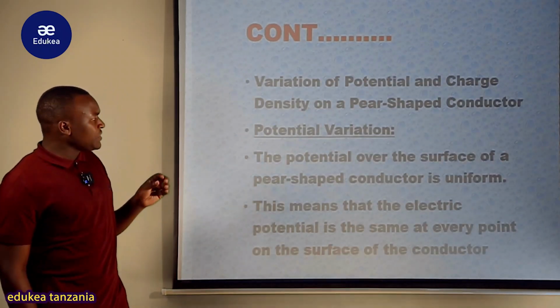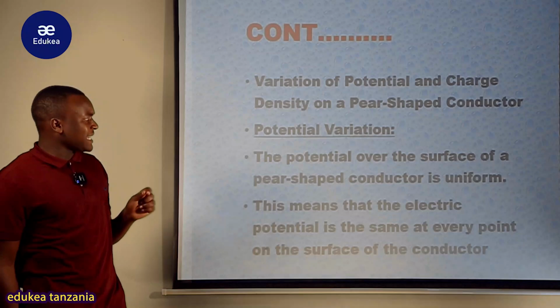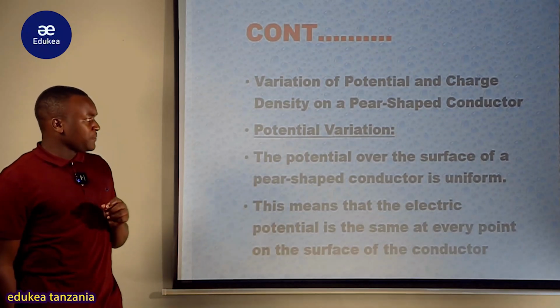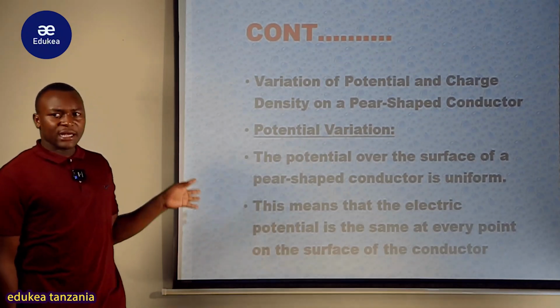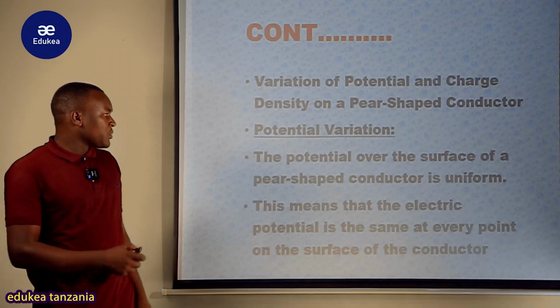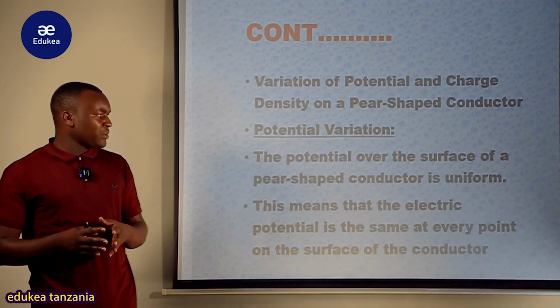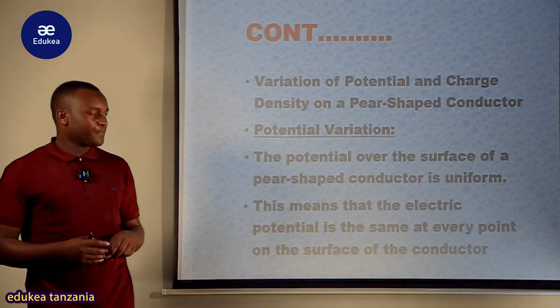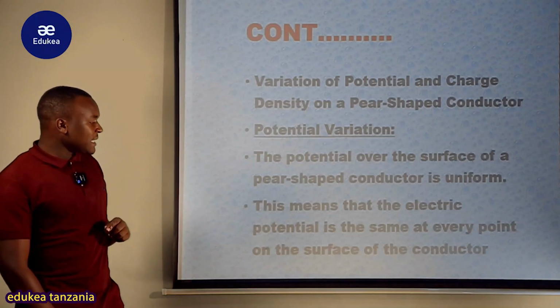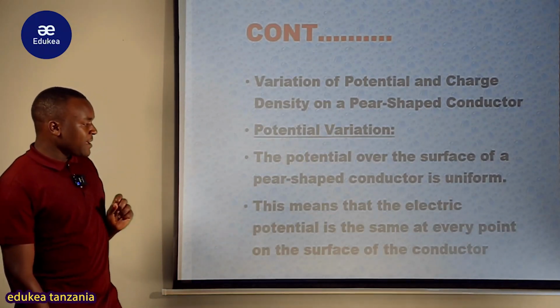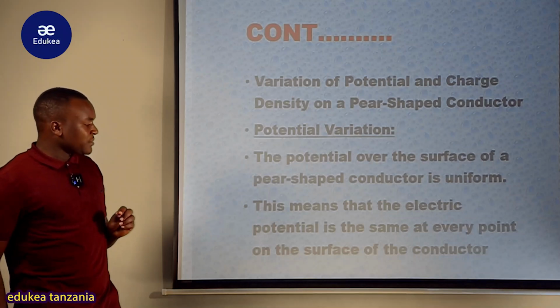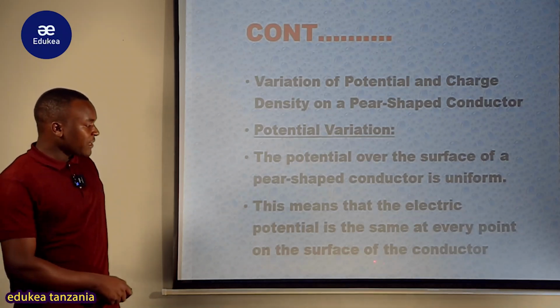So we say variation of potential and charge density on a pear-shaped conductor. We start with potential variation. We say that the potential on the surface of a pear-shaped conductor is uniform. This means that the electric potential is the same at every point on the surface of the conductor.